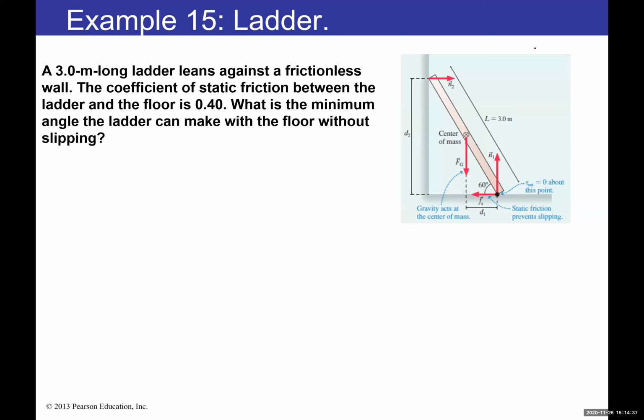So you have a 3-meter long ladder that leans against a frictionless wall. The coefficient of static friction between the ladder and the floor is 0.4. What is the minimum angle the ladder can make with the floor without slipping? Okay, so basically we need to find this angle that it makes with the floor without slipping.